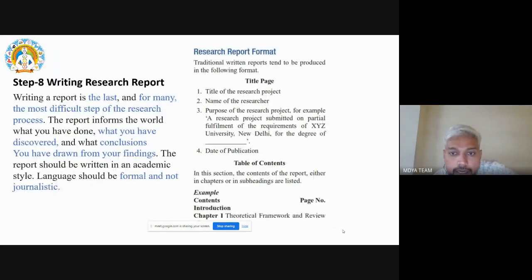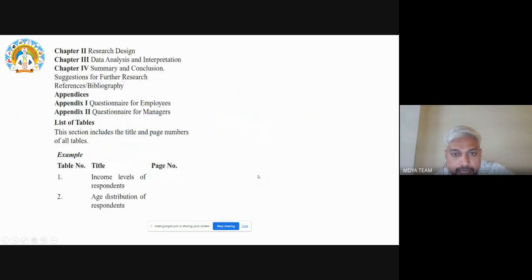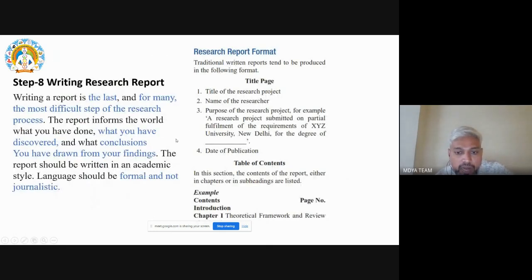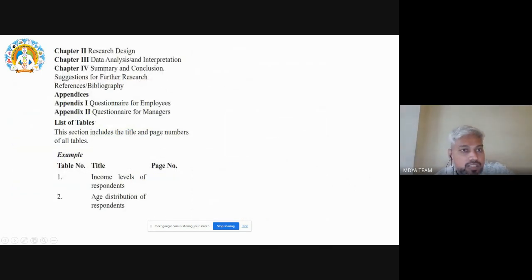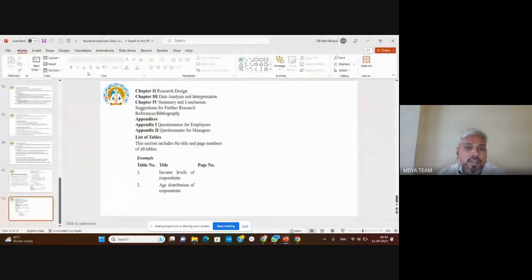So then the title page, the title of the research project. This is the first page of the research report. Then next I showed you the table of contents, right? And then chapter 1, right? Chapter 2 is research design. Chapter 3 includes data analysis and interpretation. Chapter 4 includes summary and conclusion. Then appendices, appendix 1: whatever tools you used, you will give in appendix form. So this is research writing.